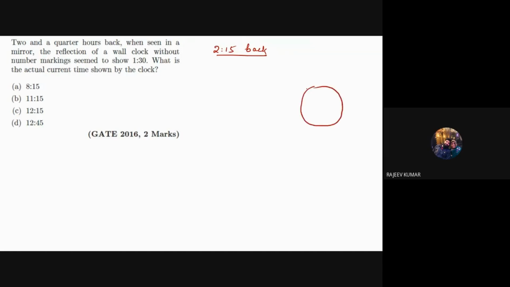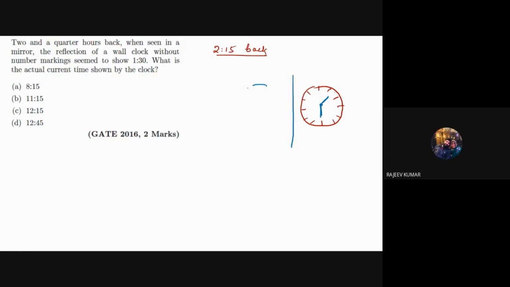तो हमारे पास मार्किंग नहीं है, नंबर्स नहीं है, बट इतना पता है कि भाई यहाँ पर ऐसा क्लॉक है and it was showing 1:30. I'll change the color. इसको यहाँ पर मार्क कर देते पहले. So number markings are not there and it is showing 1:30. So 1 over here, the smaller one, and 30, the minute hand over here. But this has been seen in a mirror again.